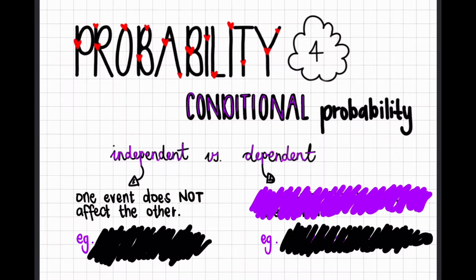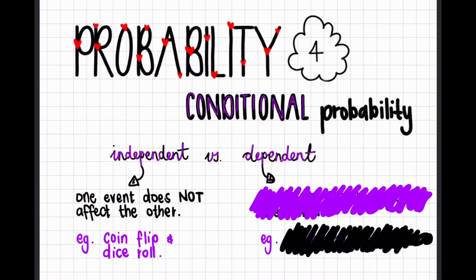So an independent event is where one event does not affect the other event, all right? So there's no effect. For example, if I were to flip a coin and roll a dice, the coin will land on either heads or tails. Whether the coin lands on heads or tails has nothing to do with whether the dice will land on a 1, 2, 3, 4, 5, or 6. So those two events are completely independent of each other because one doesn't affect the other.